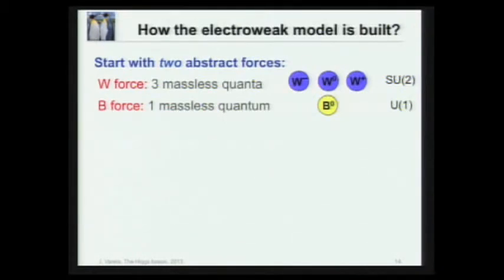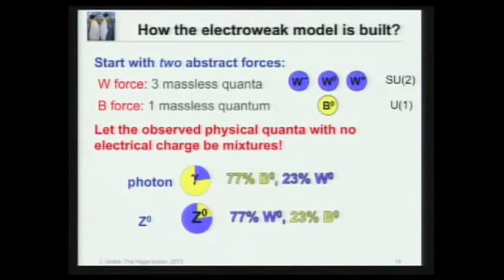Reality showed to be more complicated. The measurements showed that in order to reproduce them, the physical quanta observed would be mixtures of these two objects, the W0 and the B0. So the photon is a mixture of 77% B0 and 23% W0, and the reverse for the Z0. What does it mean? You mix particles, but remember that these are waves as well. So, field, particle versus wave. And waves, you can mix them. You can superimpose waves. You can sum up sound waves and mix them. So in quantum mechanics, mixing these quantum states is something that is normal.